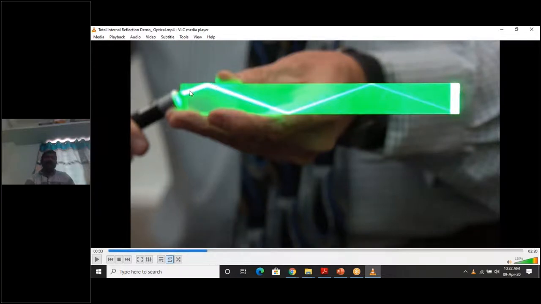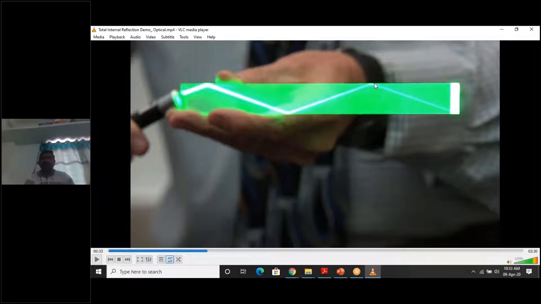Now here you see, this light ray undergoes refraction here. If the angle of incidence here is greater than critical angle, then the light ray is totally reflected back to the same medium. Once again, if the angle of incidence in this case is greater than critical angle, this light ray undergoes total internal reflection.